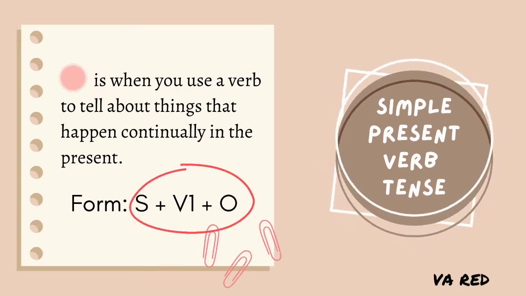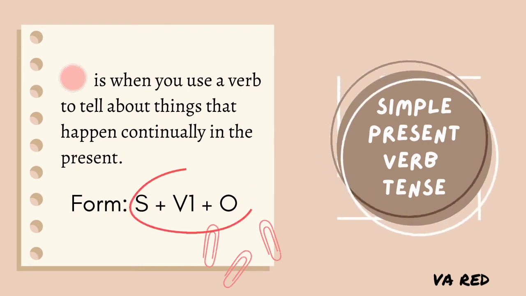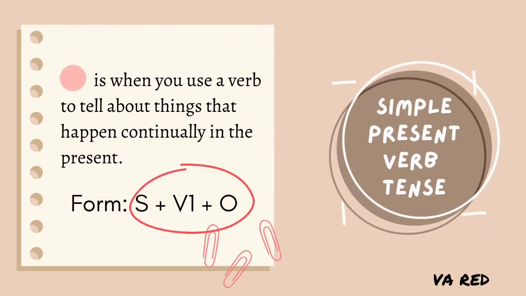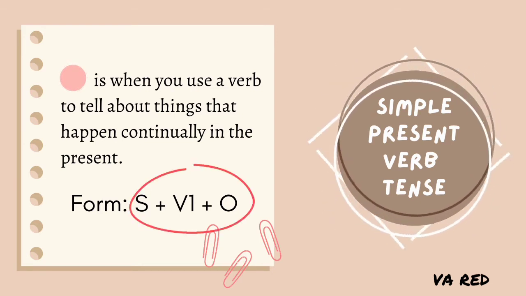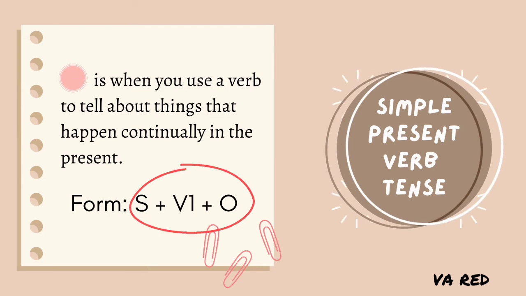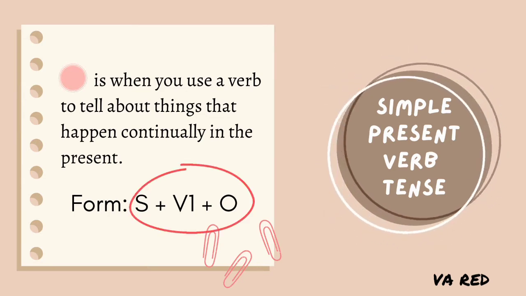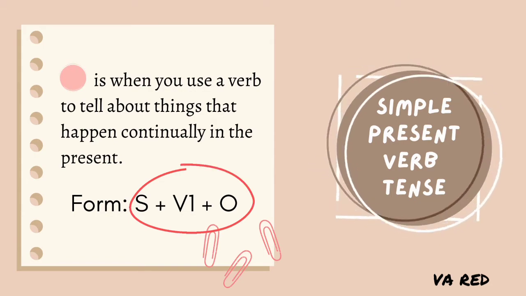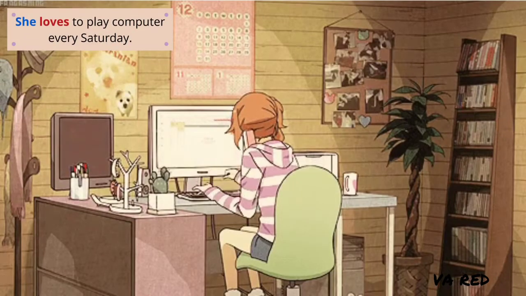Simple present verb tense is when you use a verb to tell about things that happen continually in the present. Ito yung mga nangyayari sa kasalukuyan at patuloy pa rin or madalas natin siyang ginagawa. And the formula is subject plus verb in present tense plus object. Like for example, she loves to play computer every Saturday. She is the subject, loves is the verb in present tense.